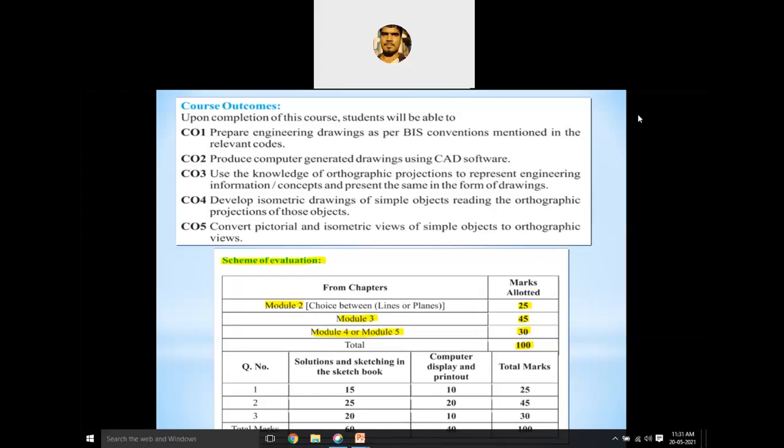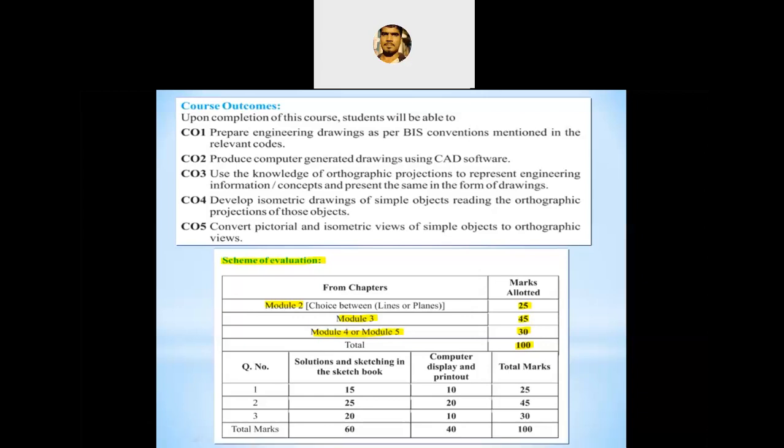And the next CO is use of knowledge of orthographic projection. Yes, we only deal with orthographic projections. And engineering information, concepts, and represent the same in the drawing. Students can easily understand what is meant by orthographic projection, its importance, and what the views in orthographic projection are. If I give one drawing, he can draw it in orthographic projection like top view, front view, and side view.